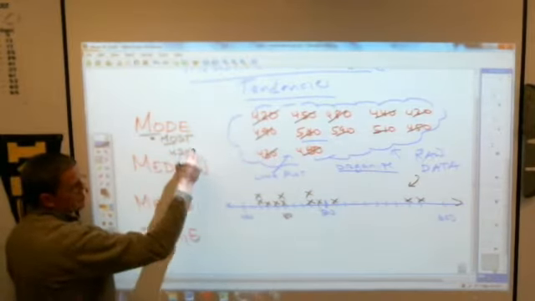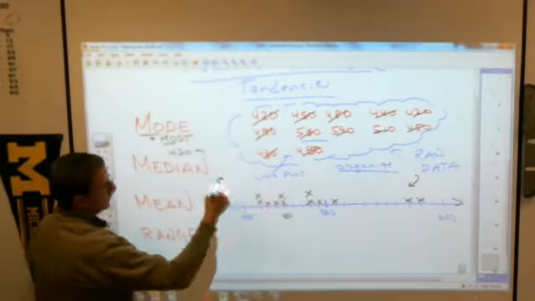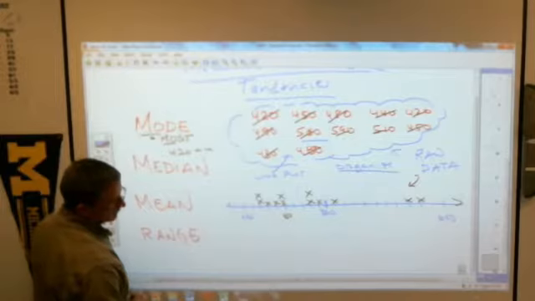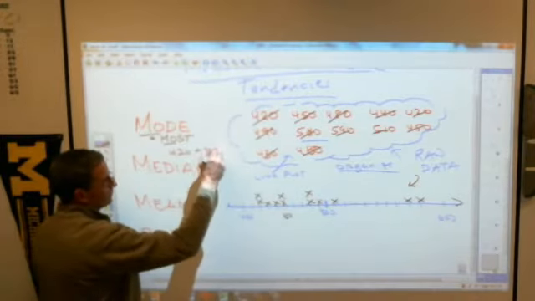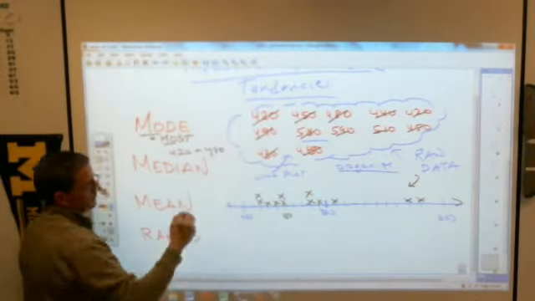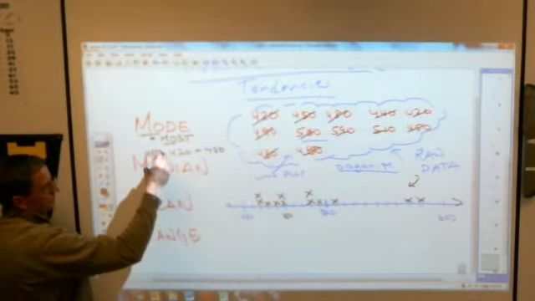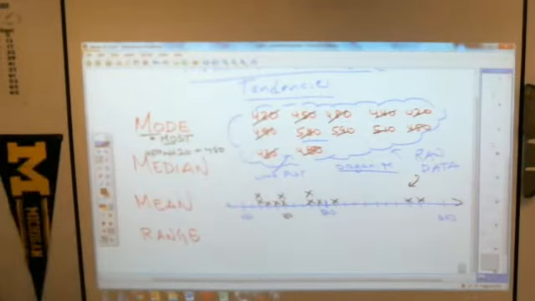420 and 450. And wait, did I miss one? Oh, and 480. So I guess we're trimodal. I don't know if there's a quad modal or not. 450, 420, and 480. A lot of times when they ask you this, there's only one.